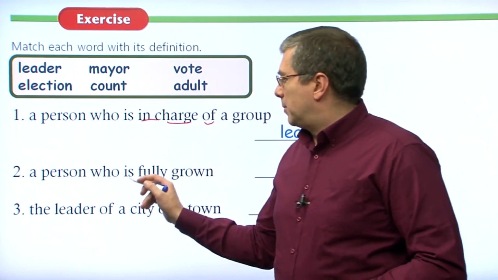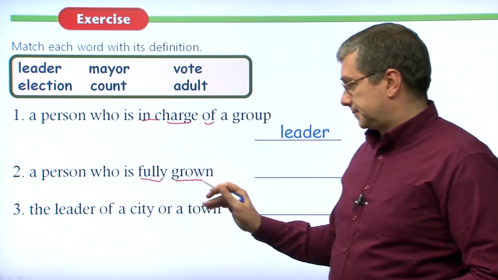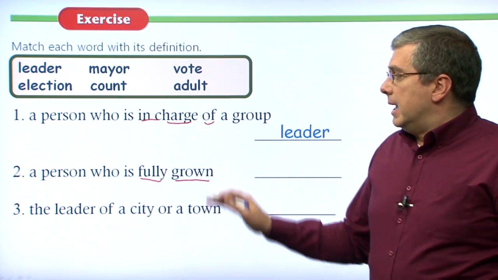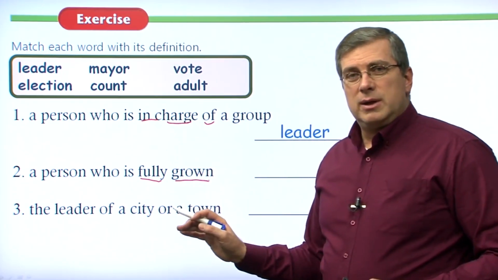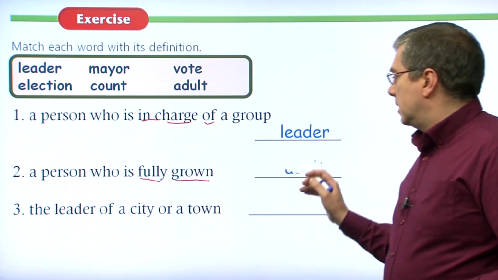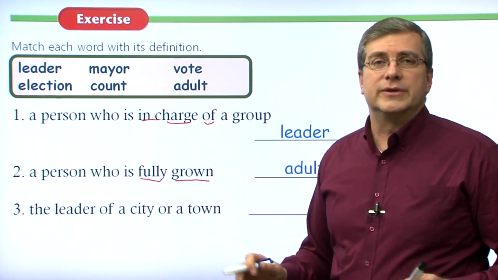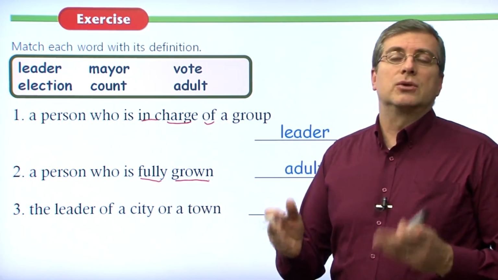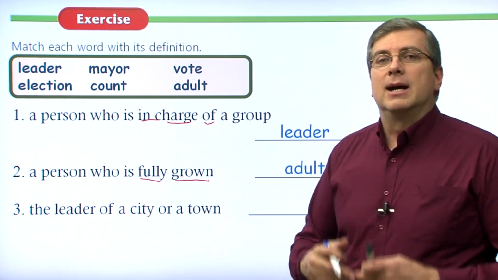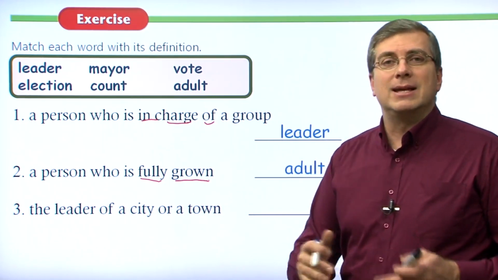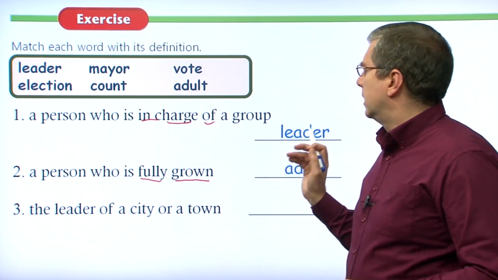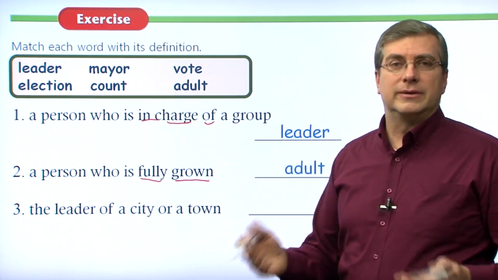Number 2, a person who is fully grown, not a child. A person who is fully grown is, of course, an adult. And why are we studying adult? Because only adults can vote. Children, I'm sorry, children can't vote yet, right? You have to wait until you're an adult, and then you can vote to choose your leader of the country or the city or the state.